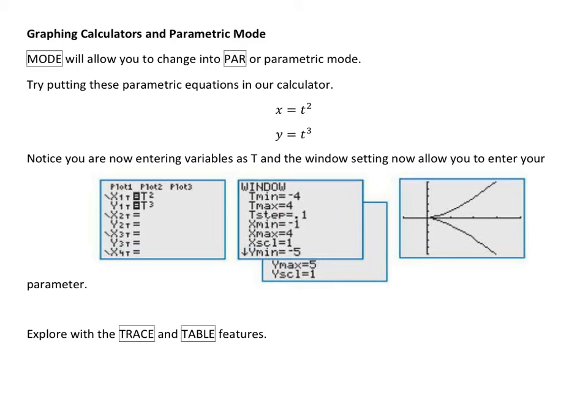So you can put in your t squared, and you can put in your t cubed, and then notice you're entering variables as t. So when you're pressing that X button, it's entering t, and the window setting will now allow you to enter your parameter. So that's where you set your parameter. For this one, it looks like it would have been negative 4 less than or equal to t, less than or equal to 4, matching the minimum and the maximum. Then you can press trace, you can trace through points, you can look at your table. Again, you're going to have to watch it graph to see the path.